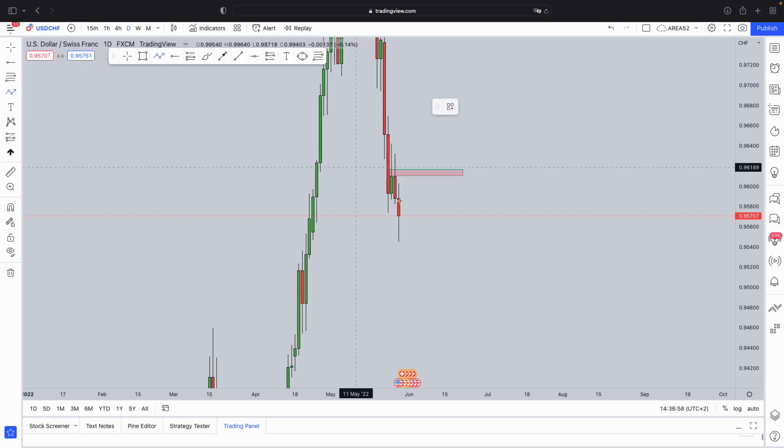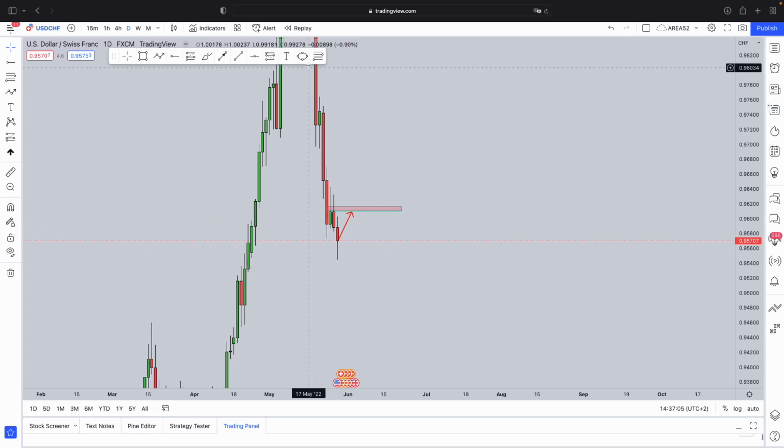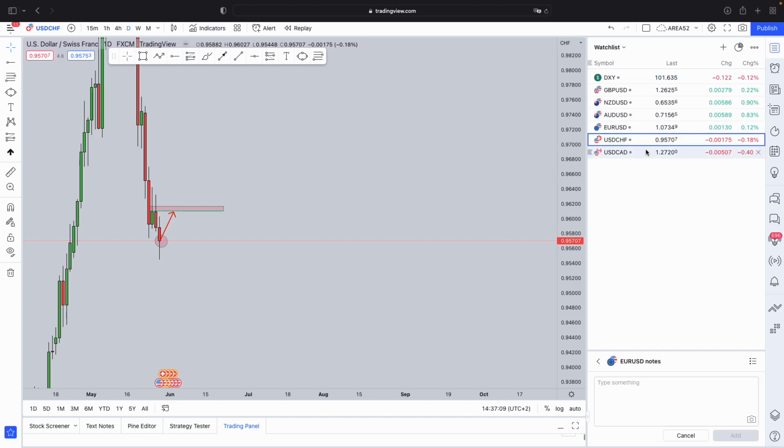So we can expect this market to pull back from exactly where it is now to go and hit that level. And then once again, depending on where we get that data from Wednesday, we would be able to make a decision from there as well.